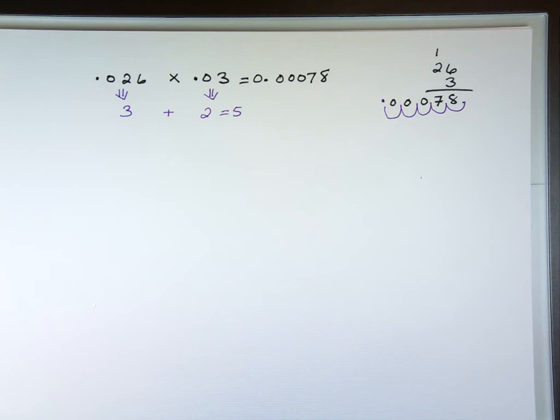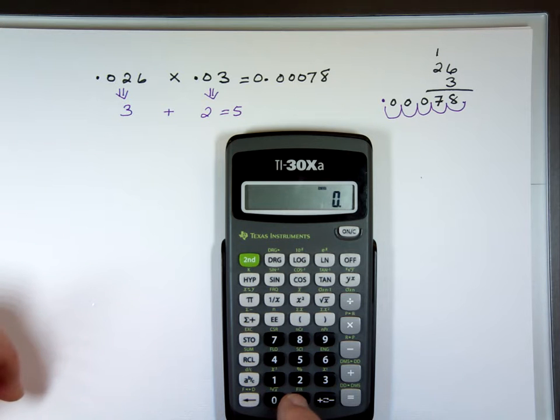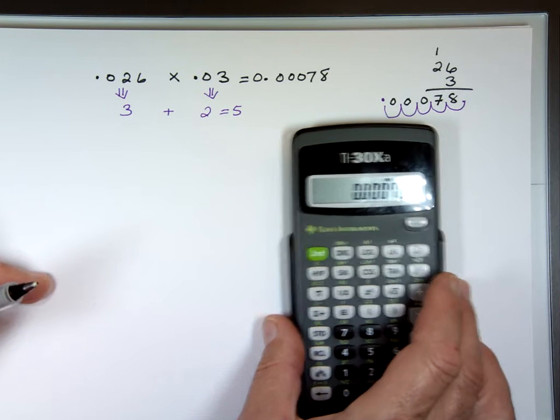And I bet you if I took my calculator out and I multiplied these numbers, if I said, can you tell me what is 0.026 times 0.03, it should say 0.00078. Yep.